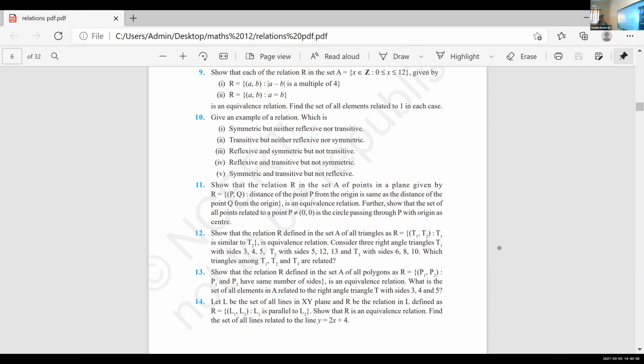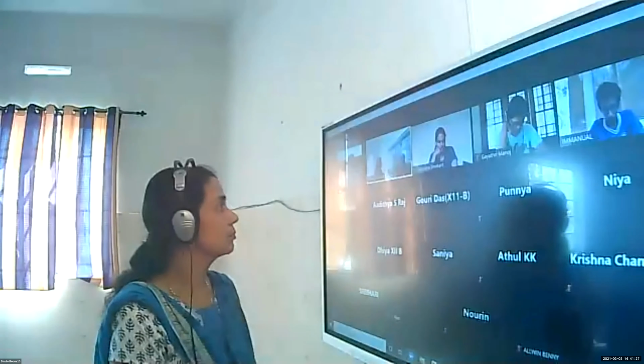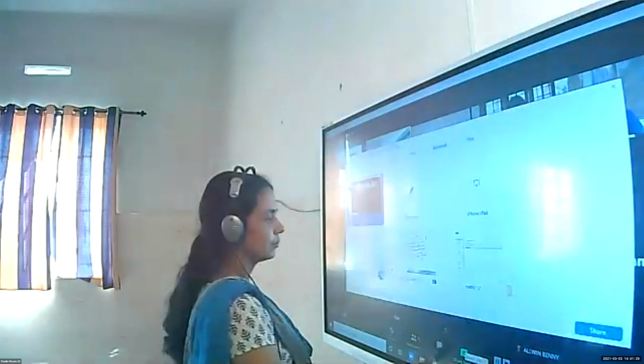Emmanuel, read the question 11th one. Show that the relation R in the set A of points in a plane given by R equal to the set of all (P, Q), where the distance of the point P from the origin is the same as the distance of the point Q from the origin, is an equivalence relation. Further, show that the set of all points related to a point P not equal to (0, 0) is the circle passing through P with origin as center.